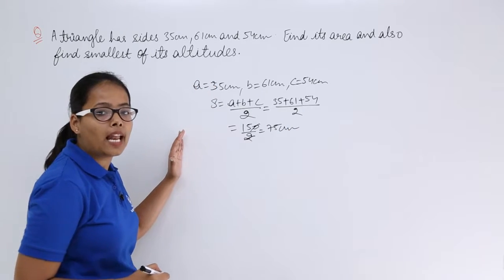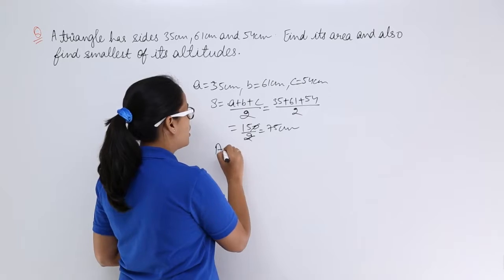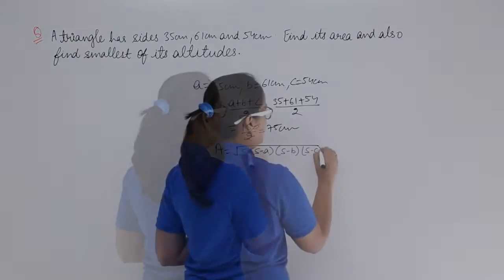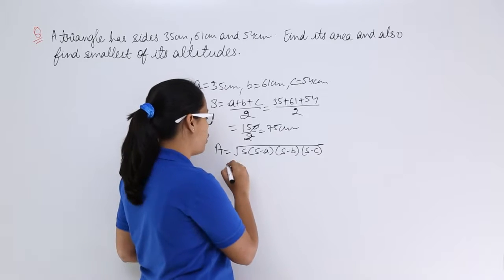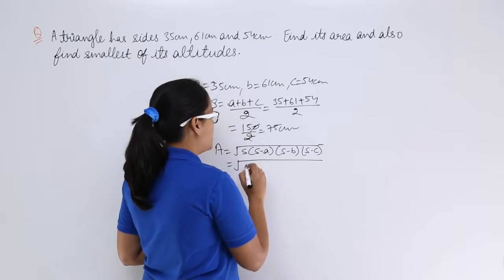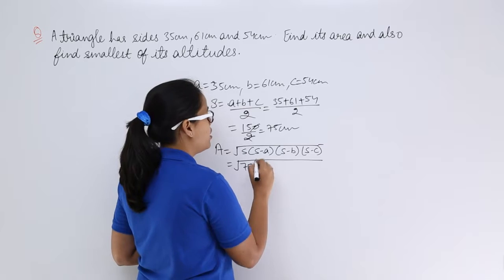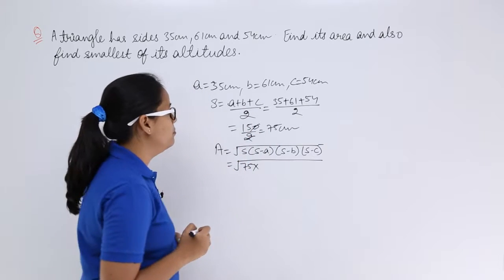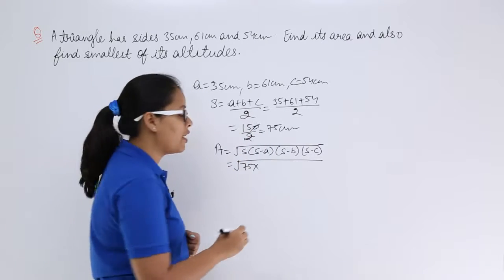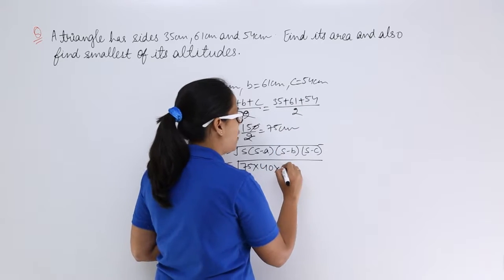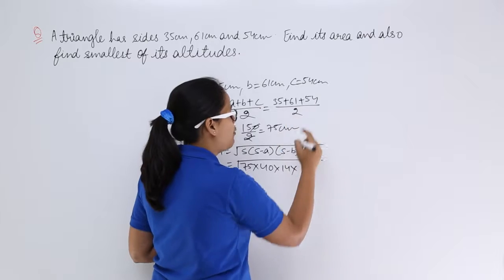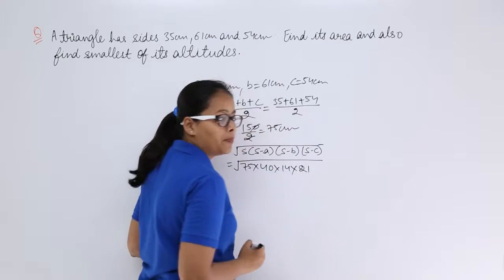After this, you will calculate the area using Heron's formula. So this is Heron's formula. You know the values of all these four parameters. S is 75. 75 minus 35 is 40. 75 minus 61 is 14. 75 minus 54 is 21.